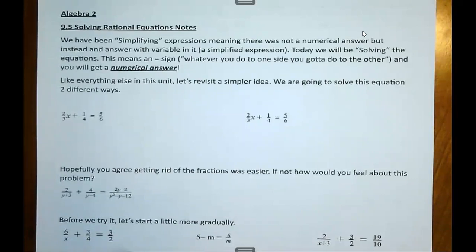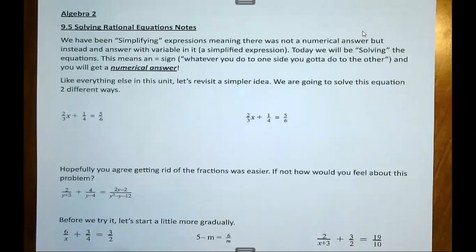Remember, when solving an equation, we should get some numerical answer. So some letter equals some number. Like everything else in this unit, let's revisit a simpler idea first. So we're going to practice solving this equation, and we're going to solve it in two different ways.